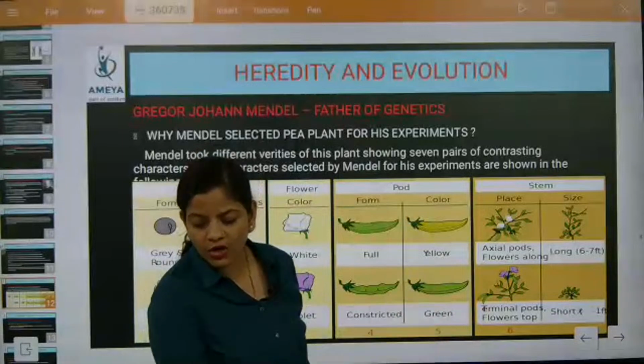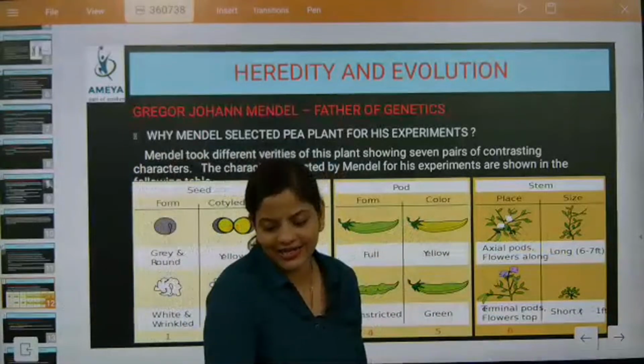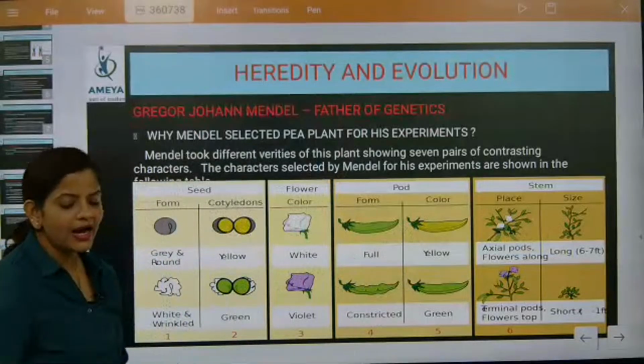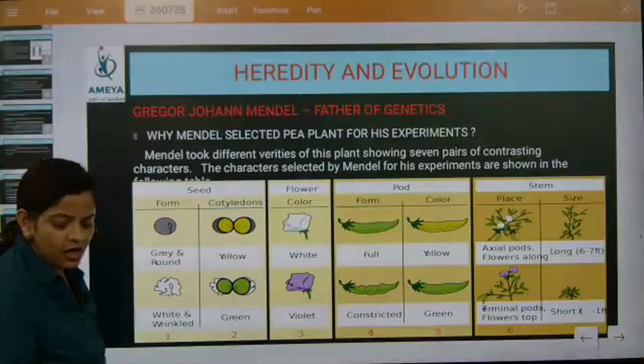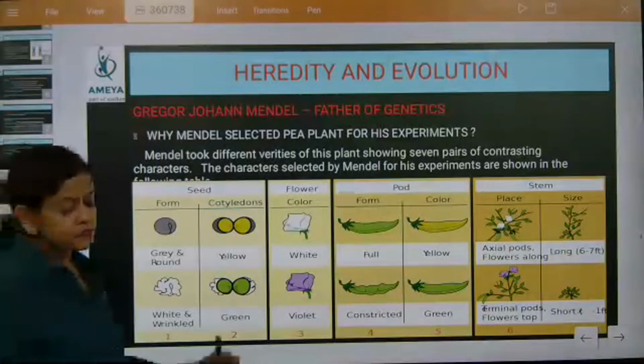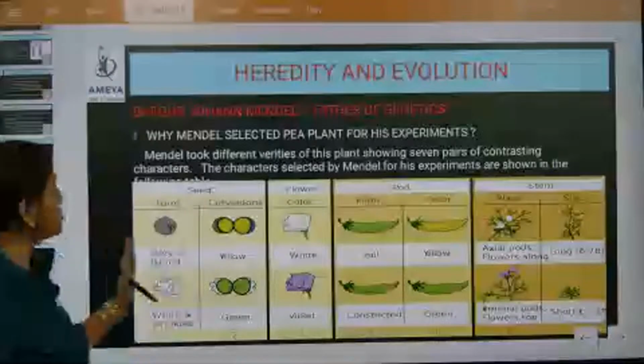In simple terms, what can we say? Difference in location, and second is the size, height. Understood? The height of the plant also counts a lot. I hope you have understood this one. Come on. Till here everything is clear. So these are the 7 contrasting characters.